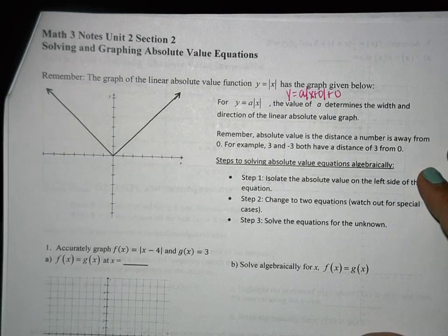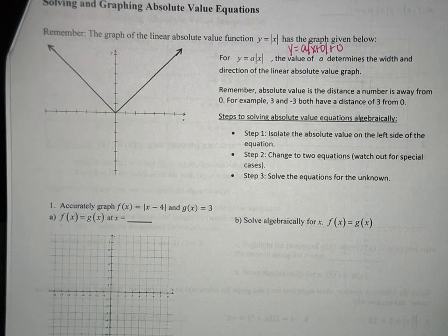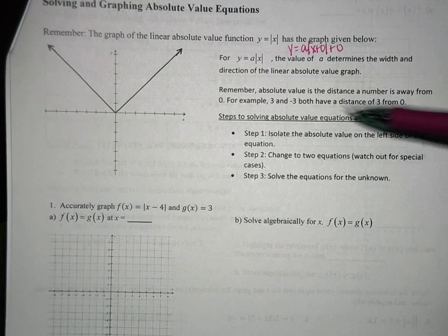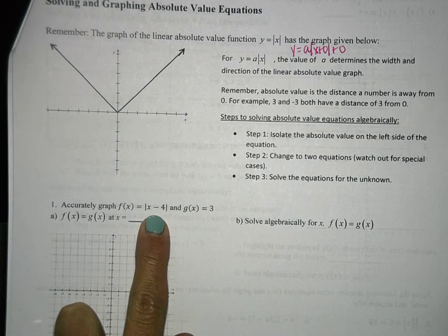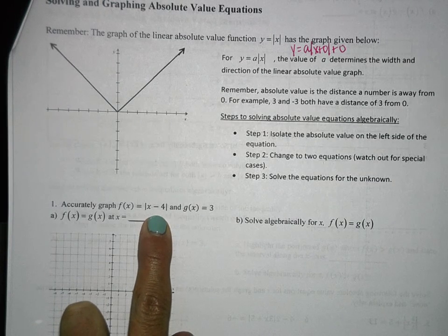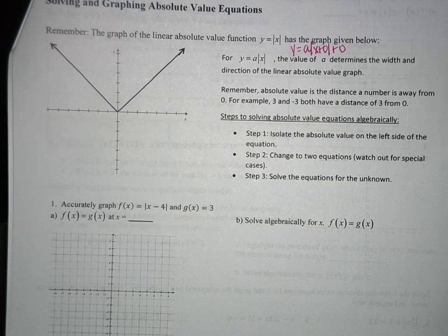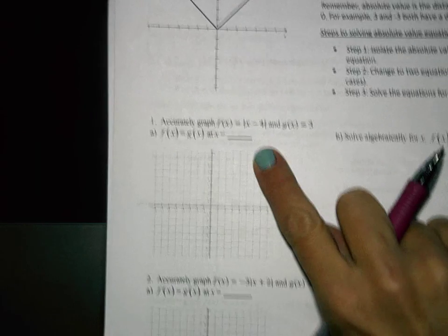So what we're going to be doing today, and here are the steps for solving absolute value equations algebraically: we always get the absolute value by itself on the left side of the equation, and then you'll end up making two equations. The reason is that inside the absolute value you could have a positive number, and when it comes out it's positive, and inside it can be a negative, and when it comes out it's positive. Always, it comes out as a positive. So let's start by graphing this first.